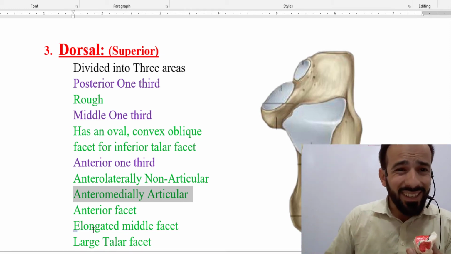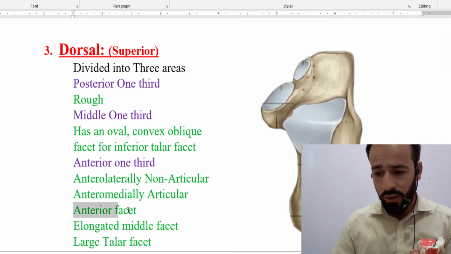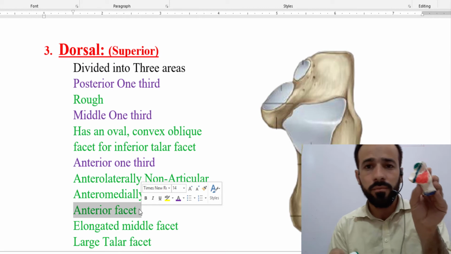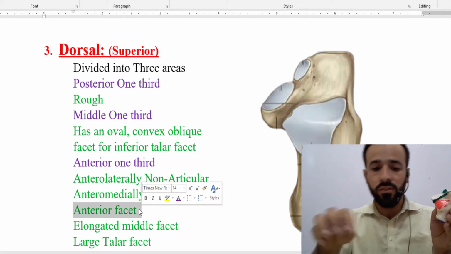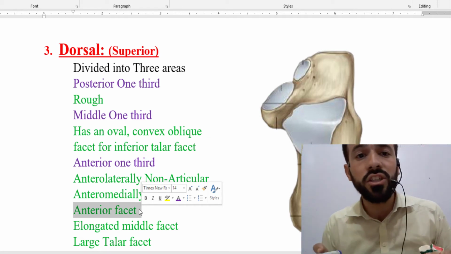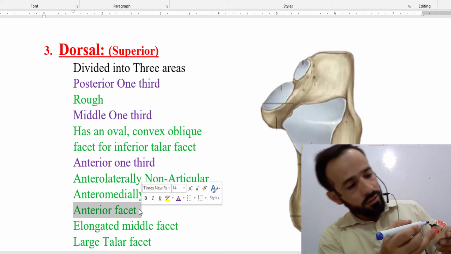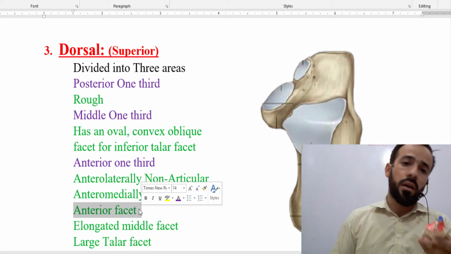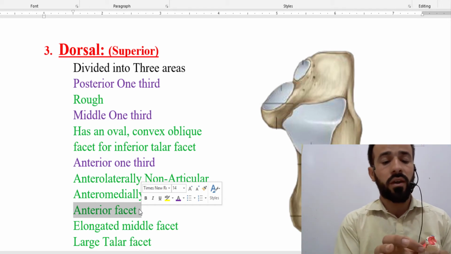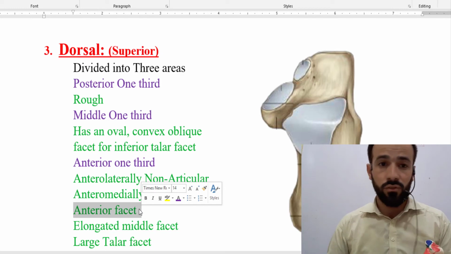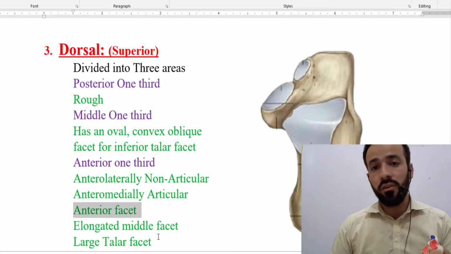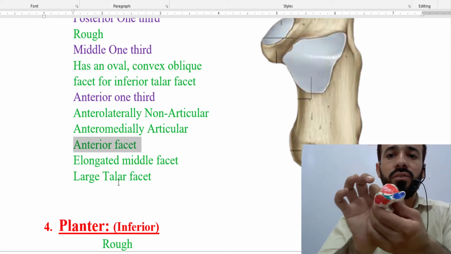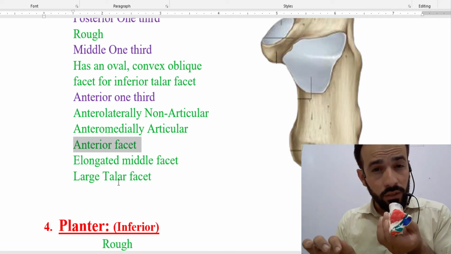So what are these facets? There is an anterior facet. Let me share it here. This is the anterior facet, you can see here. Then there is an elongated middle facet. And then we should not forget, there is a large talar facet also. So this is about the dorsal surface of this calcaneus bone.